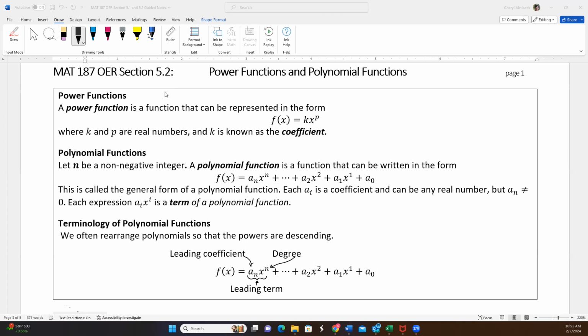So you've seen these all before. It will be review. Power functions are of the form f of x equals k times x to the p power. So let me give you an example. Maybe we have f of x equals 5x squared. It's a power function. Now, k and p are real numbers. K is called the coefficient. So my coefficient in this example is the 5.